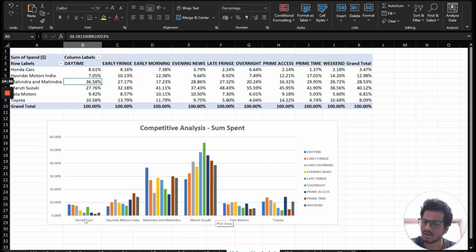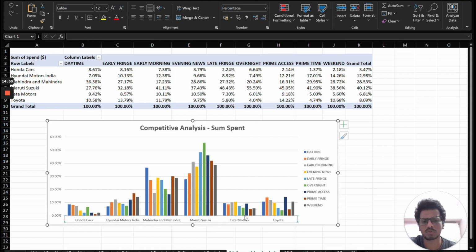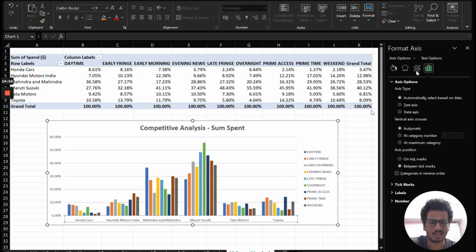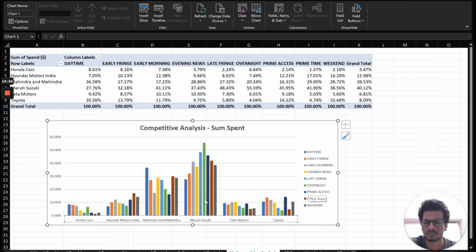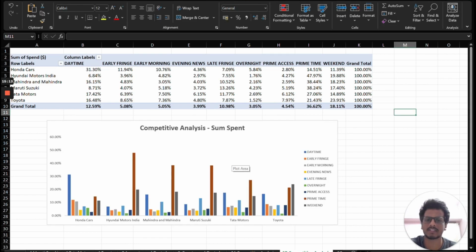And you can see Honda Cars have declined, Hyundai Motors have inclined their spending percentage from daytime to weekend, and then Tata Motors is almost similar, you can guess. So Maruti Suzuki and Mahindra, if you can see Maruti Suzuki's, it is similar to a probability density function or normal distribution. It's like a normal curve. All right. So this is the one which you can see, and this is the sum spent.